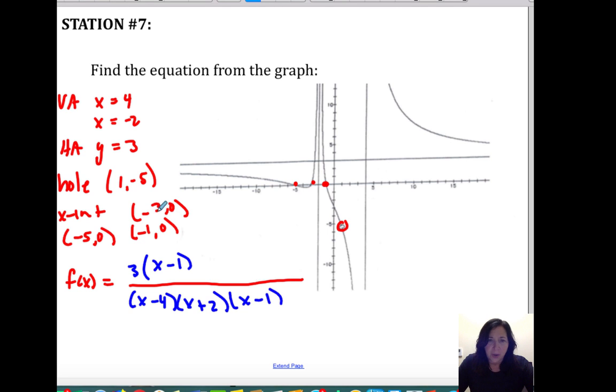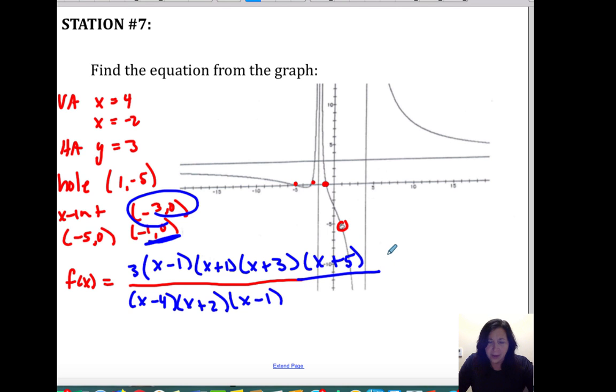What else do I have? Oh, x-intercepts. I have an x-intercept at x + 1, that's this value. I have one at x + 3, that's this value. And then I have one at x + 5. Okay, wow, that's a lot. Remember, in order for this to be 3, my power on top has to match my power on the bottom. It looks like I've got 1, 2, 3, 4 power on top, which definitely means I have 4 power on the bottom, but I have no more points.